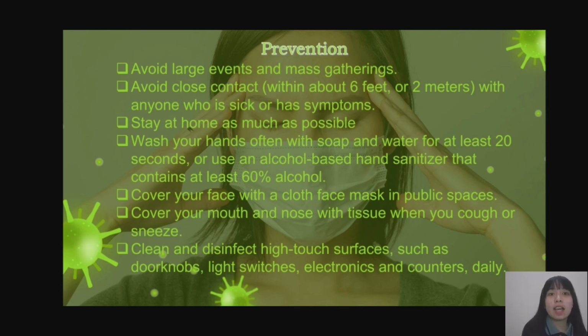Clean and disinfect high-touch surfaces such as doorknob, light switches, electronics, and counters daily.